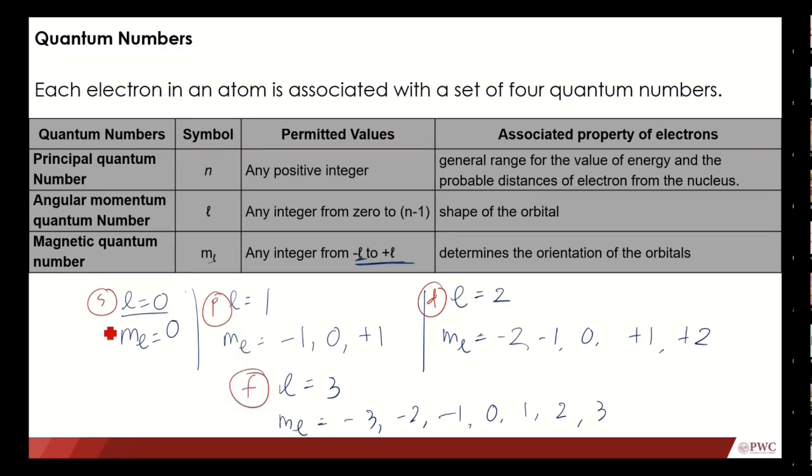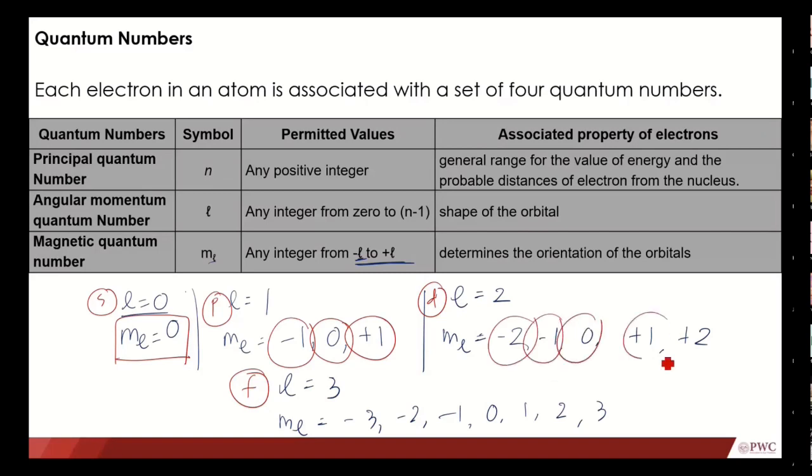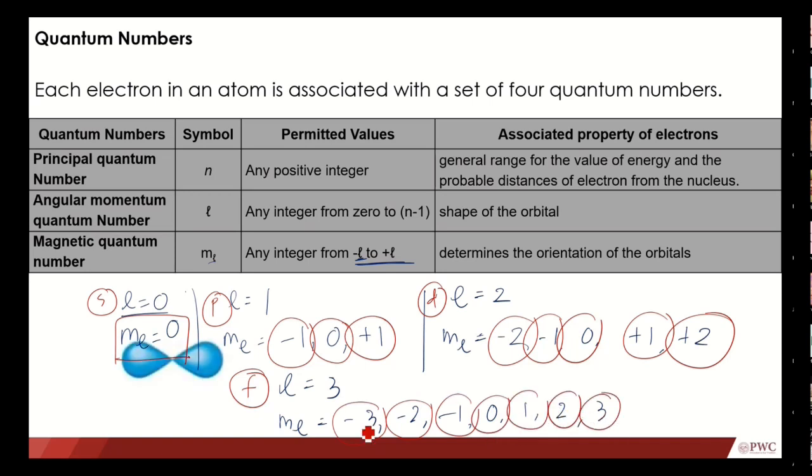Okay, so as you see here, for s, we have one type of s orbital. That's 0. For p, we have three types of p orbitals. We have -1, 0, and +1. For d, we have 5 types of d orbitals, and then for f, we have 7 types of f orbitals. Let's see that on the actual picture.